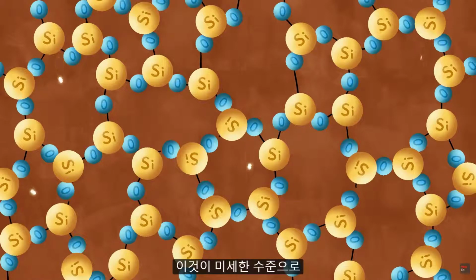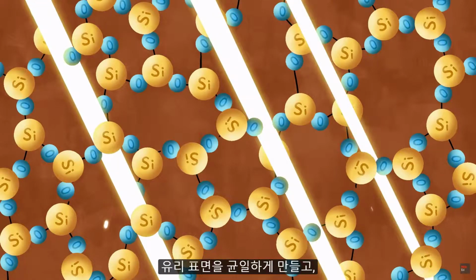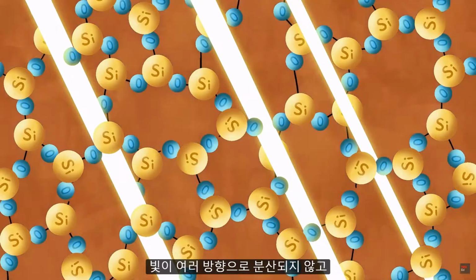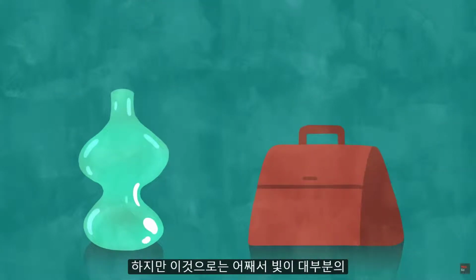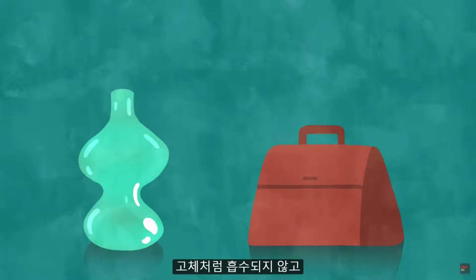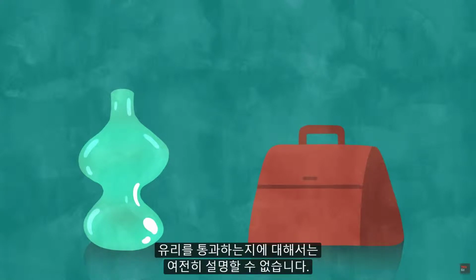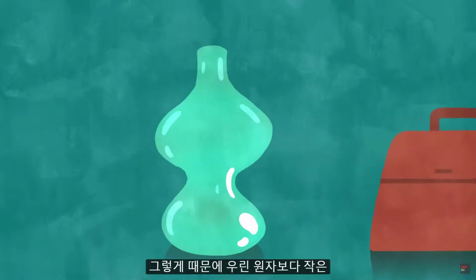This makes the surface of glass uniform on a microscopic level, allowing light to strike it without being scattered in different directions. But this still doesn't explain why light is able to pass through glass rather than being absorbed as with most solids. For that, we need to go all the way down to the subatomic level.